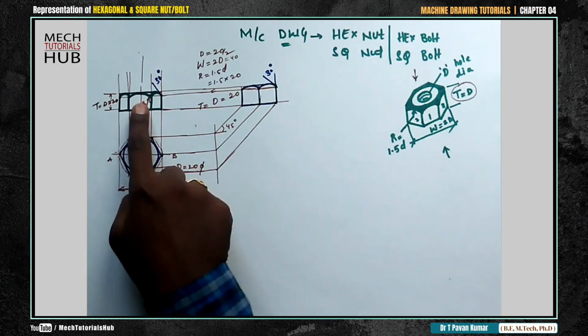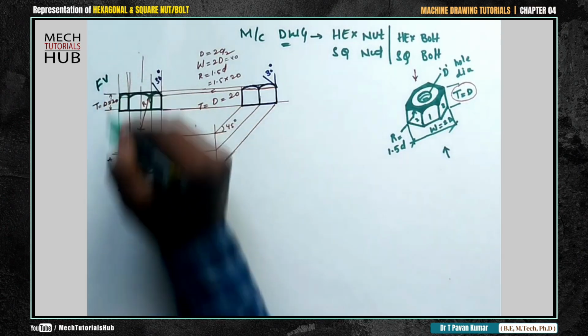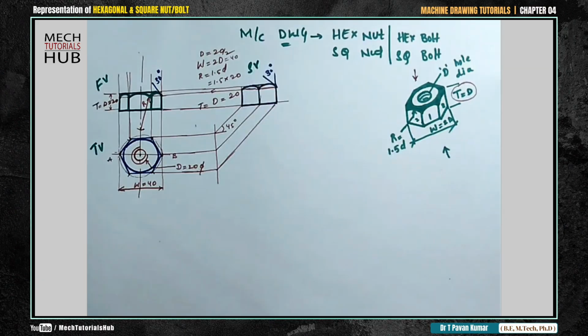Okay. Front view, top view, side view. This is the representation of all the 3 views. I'll make a mark: front view, top view and side view. Okay. This is about a nut.